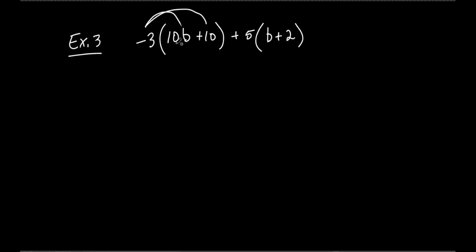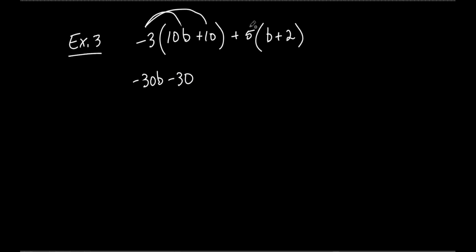So it's negative 3 times 10b. So we just multiply the numbers. Negative 3 times 10 is negative 30, and then you got to still put the b right there. Okay? Now we take that negative 3, we multiply it by positive 10. What's negative 3 times 10? Negative 30, so we put a minus, right? The negative means minus, so we put a minus 30. All right, let's do this one.